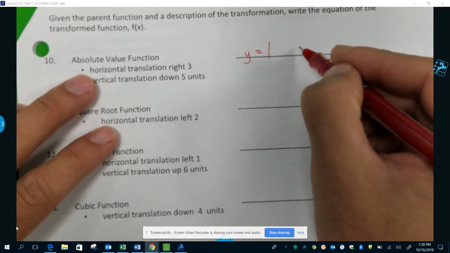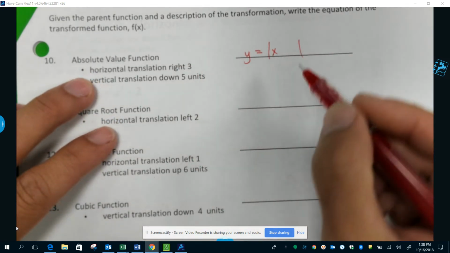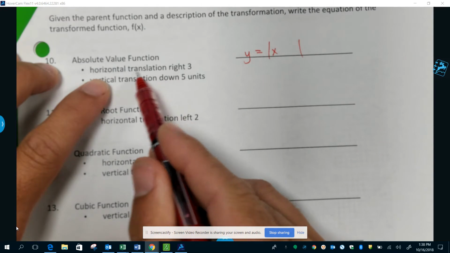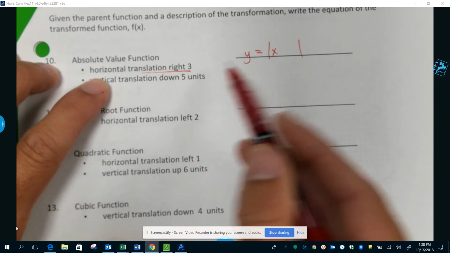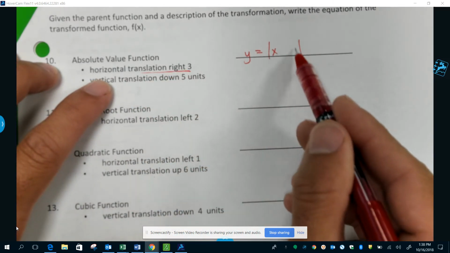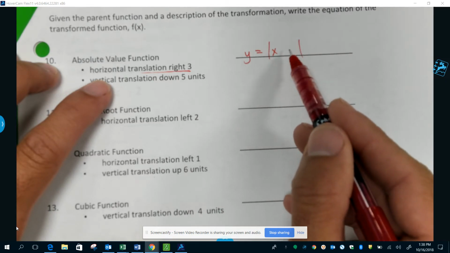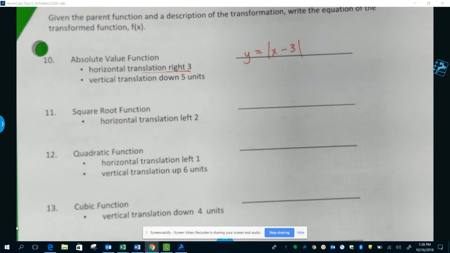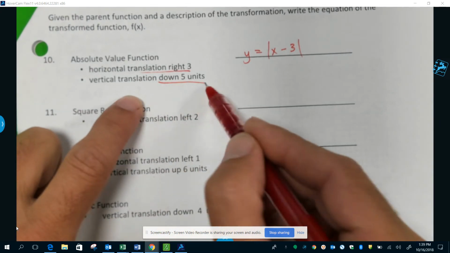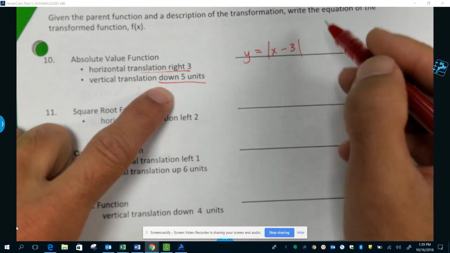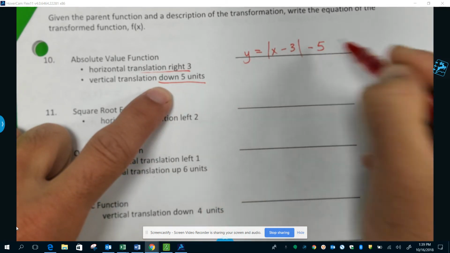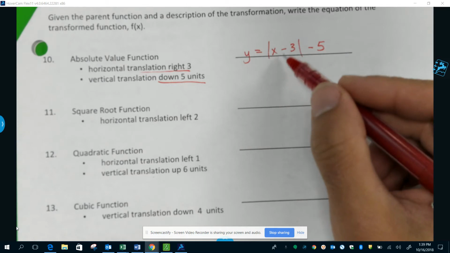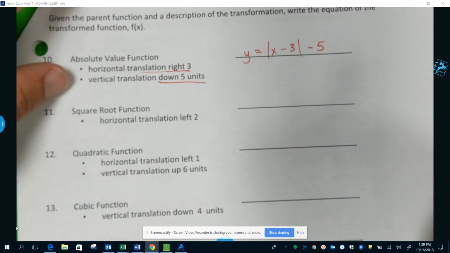Absolute value, I know it's going to have these absolute value bars. I know I need an x inside the bars, and this says a horizontal translation to the right 3. So that's going to be inside the bars. The horizontal translation is the one inside the house with the x. Well, if it says to the right 3, I always got to go the opposite. So I got to go minus 3. And now the vertical translation down, that's going to go at the end. Well, down 5 means we need a minus 5. The only one that's the opposite is the one inside the house with the x there.